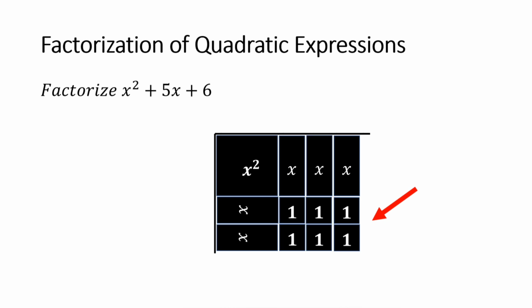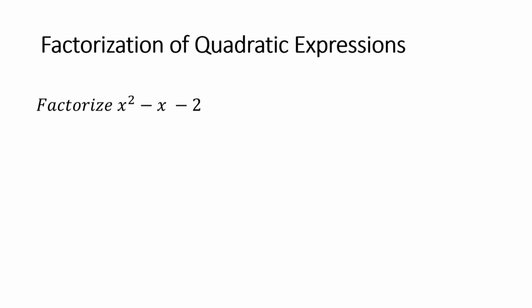This expression so happens to be able to completely factorize quite easily. Here we can see the length is x plus 3 units long and the width is x plus 2 units wide. Hence, when we factorize x squared plus 5x plus 6, this will give me x plus 2 into x plus 3.